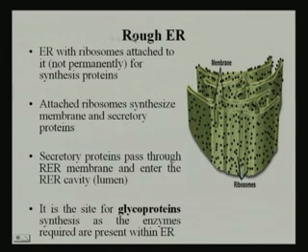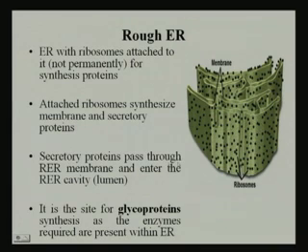Now, this endoplasmic reticulum can be of two types. One is called the rough endoplasmic reticulum, and the other is the smooth endoplasmic reticulum. In the rough endoplasmic reticulum, ribosomes are attached to the surface for the synthesis of protein. They may not be permanently attached to the endoplasmic reticulum. Attached to this ribosome, the membrane and secretory proteins are synthesized.